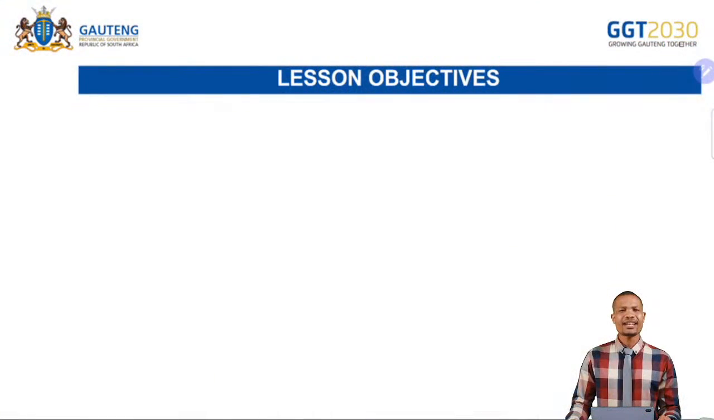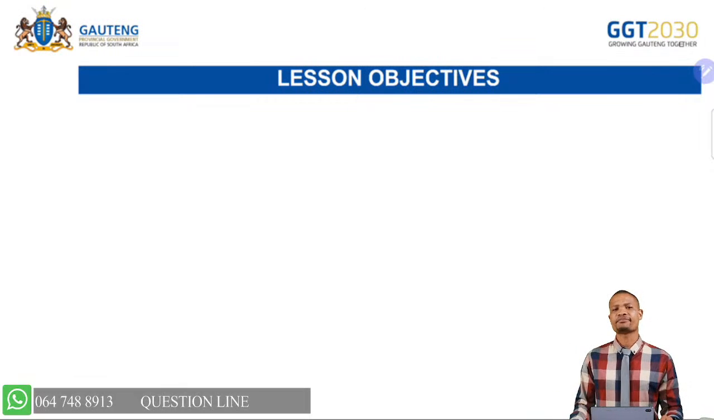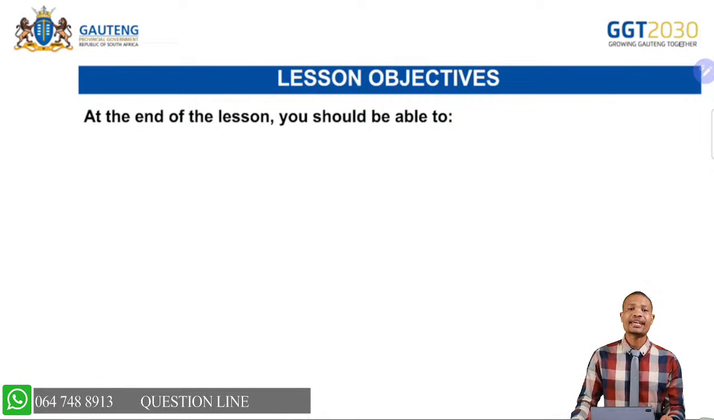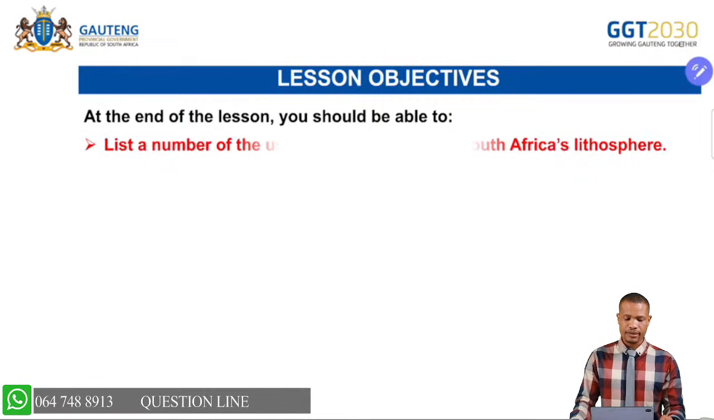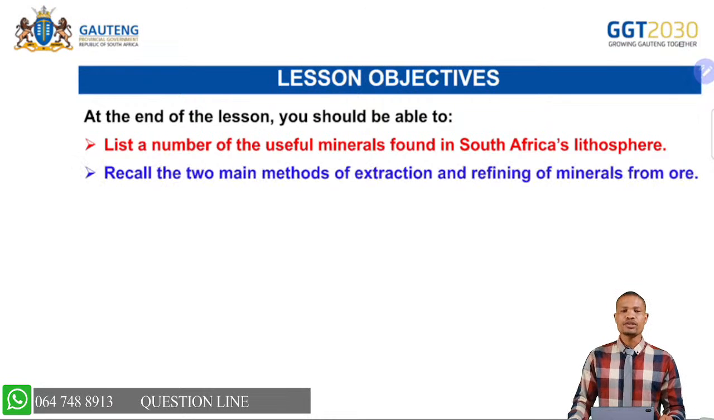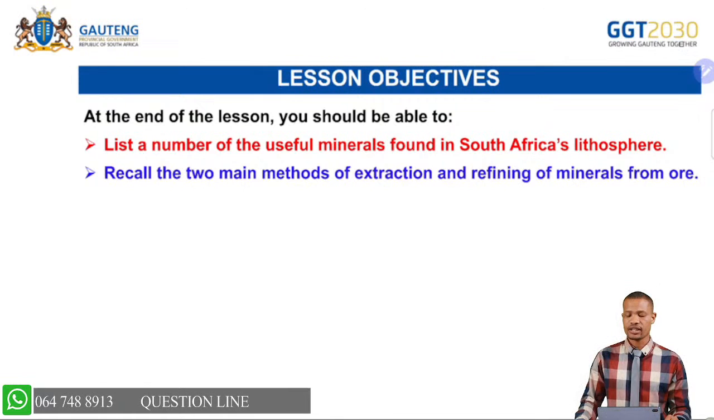So what are we trying to achieve? What's the goal of this lesson? Why are we doing this? We're trying to ensure that by the end of this lesson, you should be able to list a number of useful minerals found in South Africa's lithosphere. You should be able to recall the two main methods of extraction and refining of minerals from an ore.